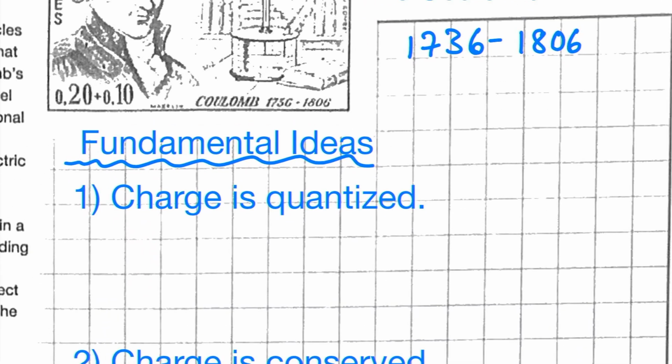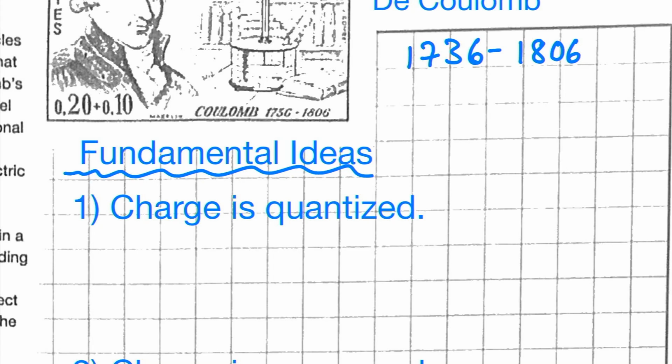Charge is quantized, first of all. That means charge only occurs in discrete amounts. You can have zero charge. You can have 1 e. e is the elementary charge, and the elementary charge is the amount of charge on a proton or an electron. An electron has a charge of minus 1 e. A proton has a charge of plus 1 e.